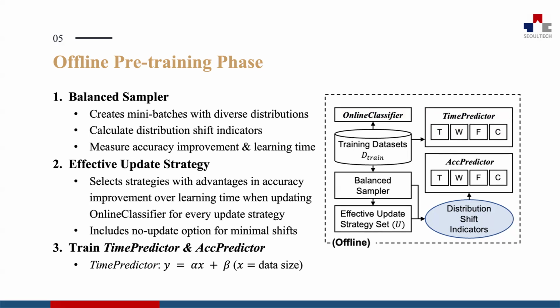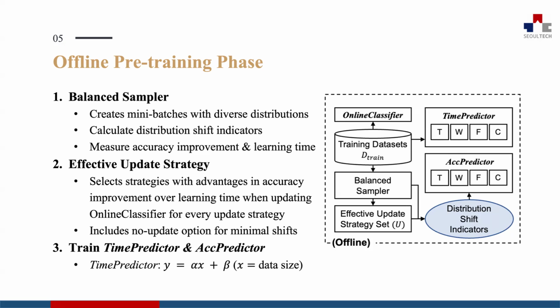During this offline pre-training phase, we first extract mini batches to cover the broad spectrum of distribution shift. Using those batches, we calculate the distribution shift indicators and measure the accuracy improvement and learning time for each effective update strategy. Here, we define the effective update strategy as strategies with advantages in accuracy improvement over learning time when updating the online classifier for every update strategy. Using this measured accuracy improvement, learning time, and distribution shift indicators, we train the time predictor and accuracy predictor.